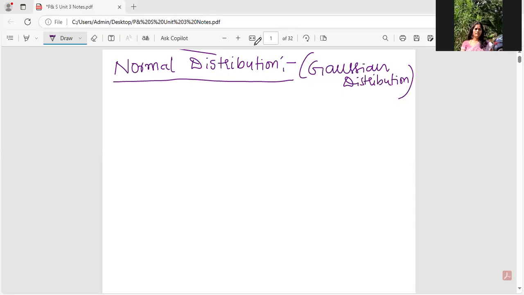Okay. In continuous distributions, we have the most important one, that is normal distribution or Gaussian distribution, it is also called. A continuous random variable capital X is said to have normal distribution. I'll just write shortcut n.d. Normal distribution or Gaussian distribution with parameters.